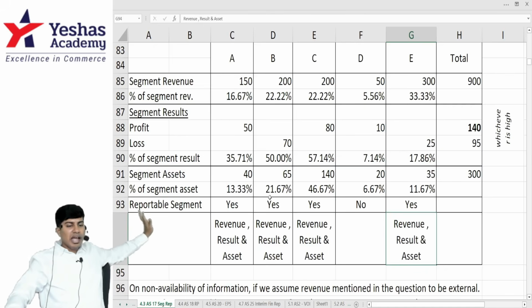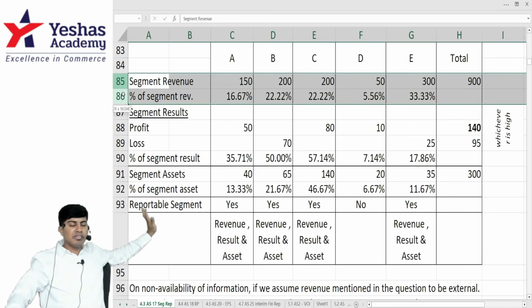We've come to the conclusion. Have they given us external revenue, internal revenue? If they had given, then we could have checked for 75% criteria. Can we check? We could have. Now we can't. If you want, you can check now.